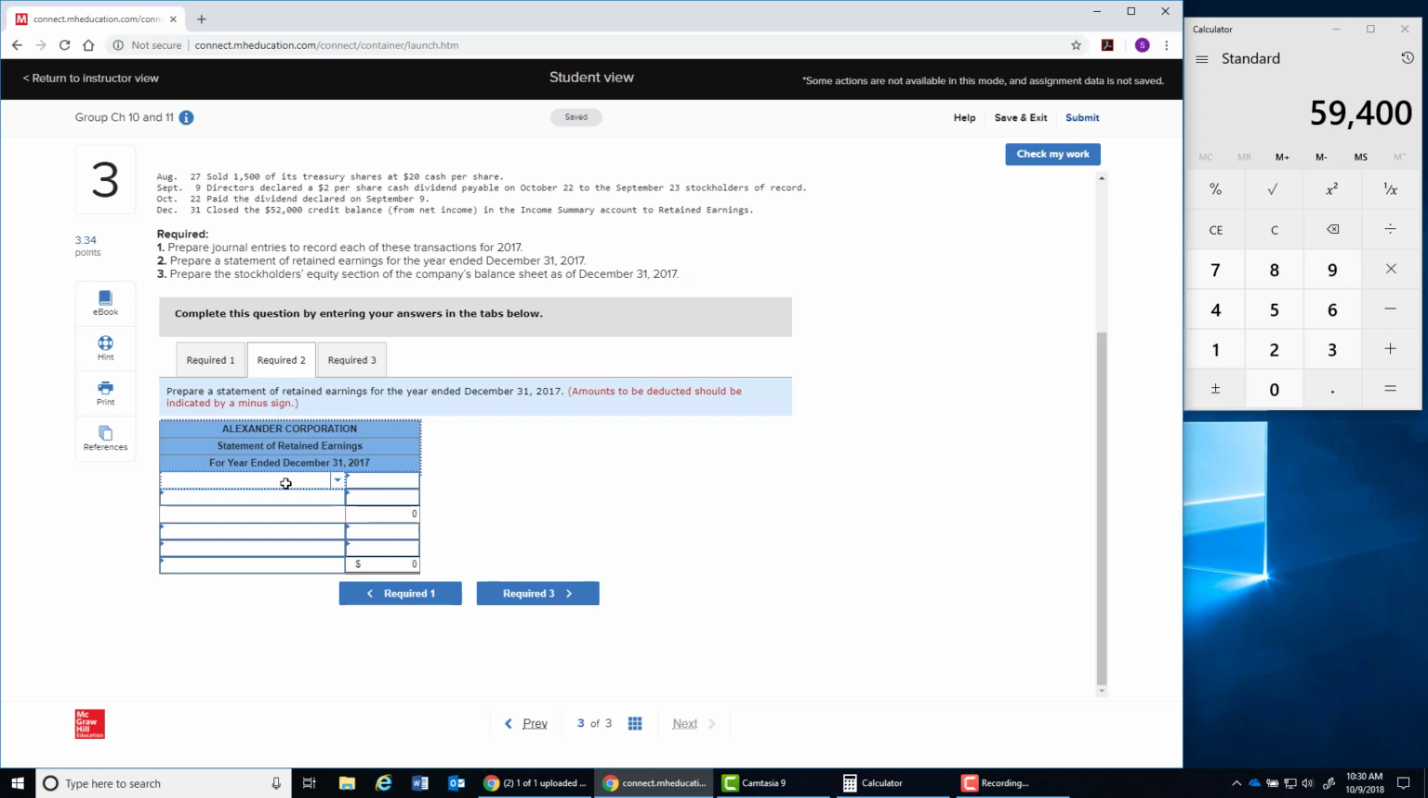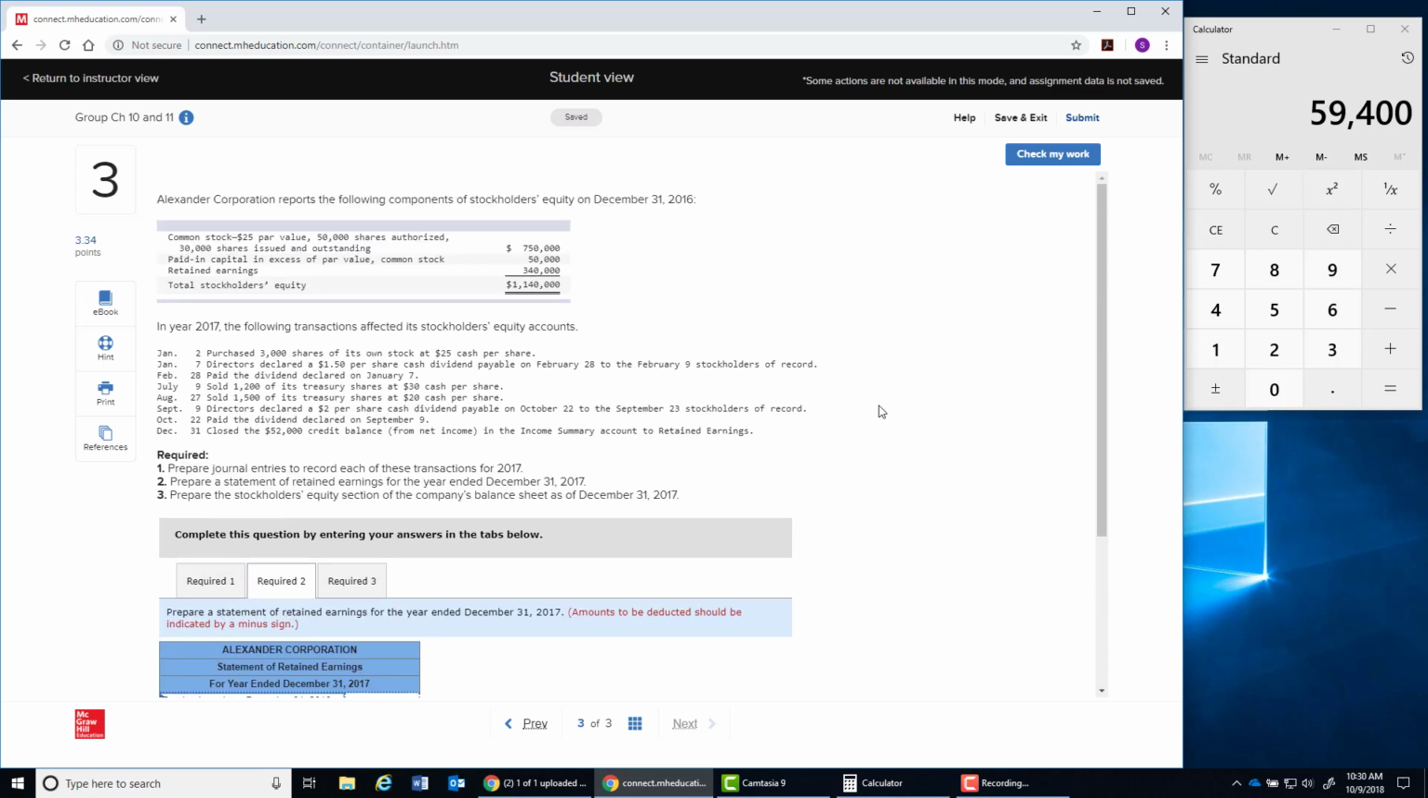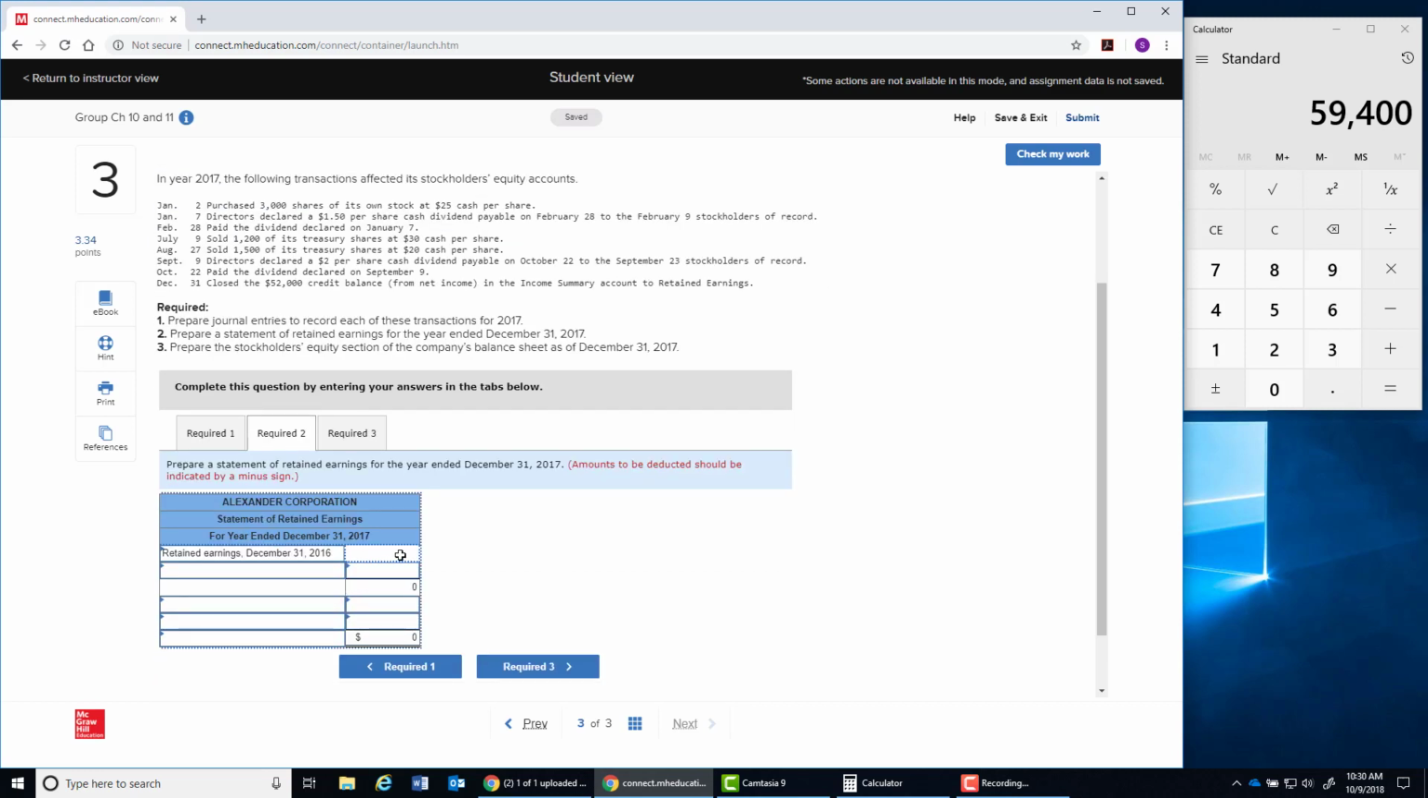So we always start with our retained earnings at the end of last year. So retained earnings December 31, 2016. And do we know what it is? Sure enough, it's right here, right? $340,000. This is at December 31, 2016. Retained earnings was $340,000.